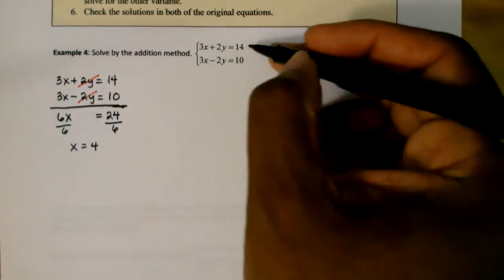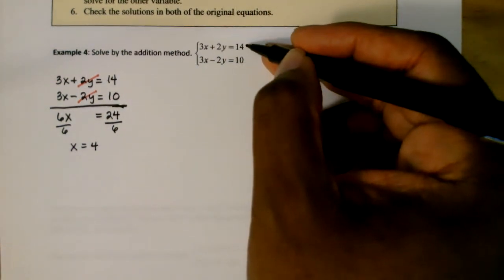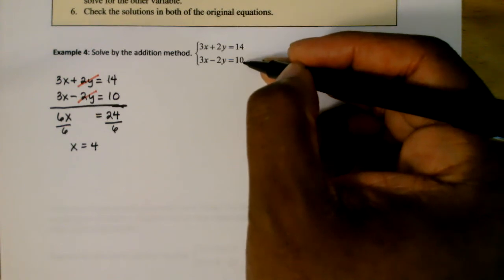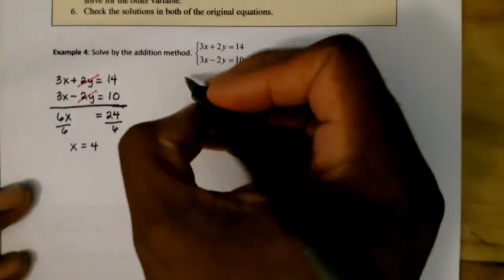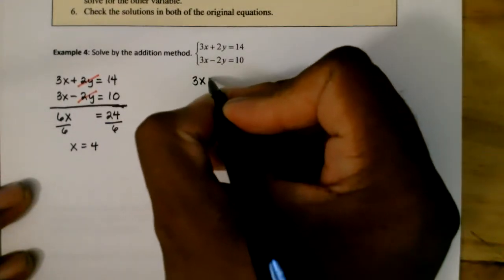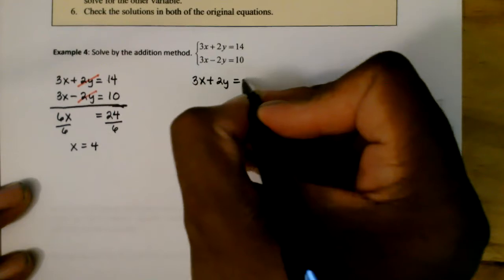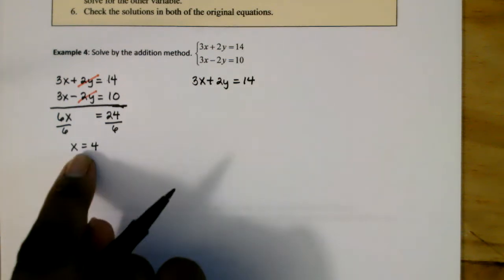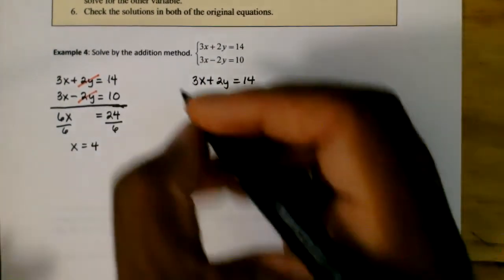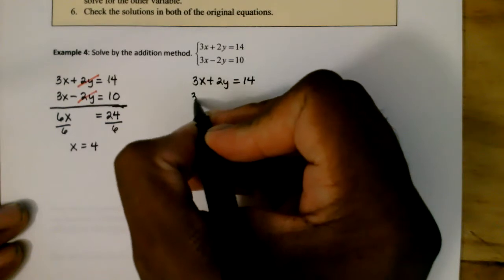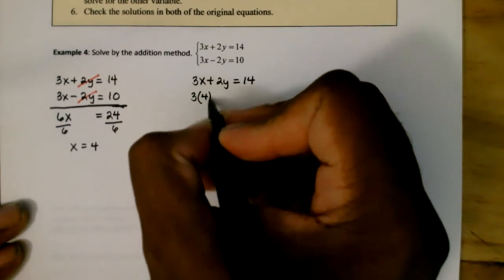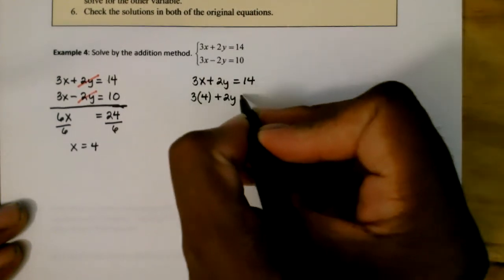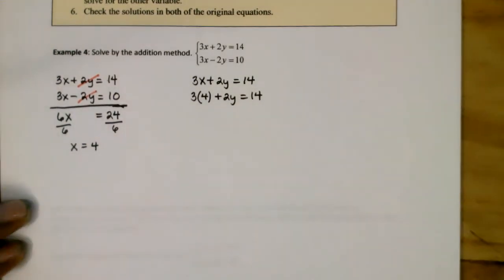Now, here I have a choice to use either the first equation or the second equation and substitute the x with 4 and simplify. I'm going to go ahead and use the first equation. Now, if you wanted to, you can use the second equation. So here I'm using 3x plus 2y equals 14. And then I'm going to substitute the x with that 4, because that's what x is equal to here. So substituting, I have 3 times x, which is 4, plus 2y equals 14.